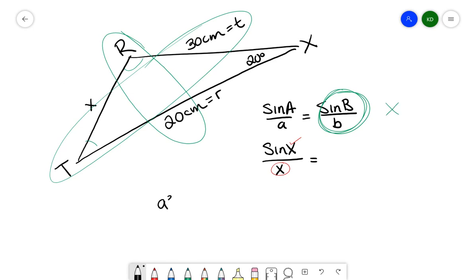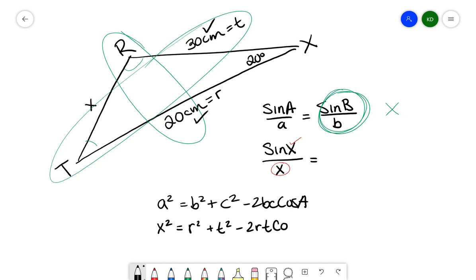What about cosine law? We have a squared equals b squared plus c squared minus 2bc cos of A. What I'm looking for is to solve for the side length, which in this case is x. So if we rewrite this as x squared equals, what I need is the two other side lengths. Well, b and c, I've got that. I've got 30 and 20. So this could be my r squared plus my t squared minus 2 times r times t times cos of my angle.